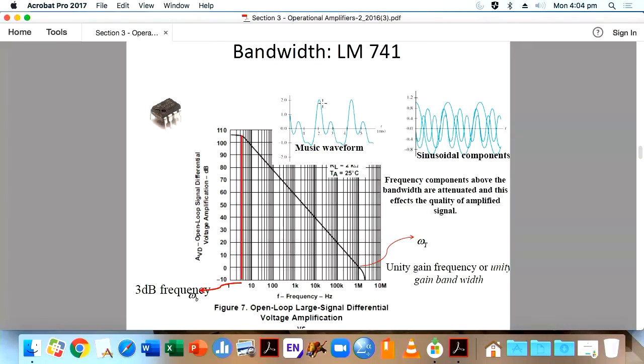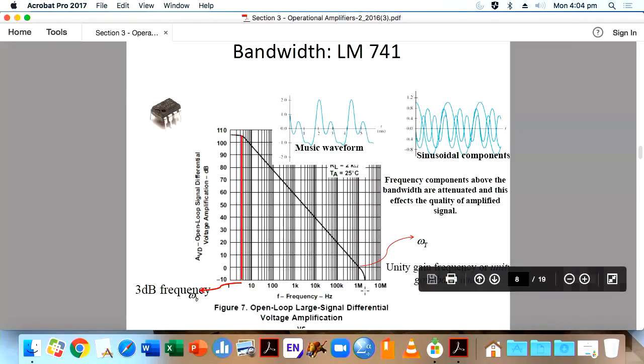This signal has lots of frequency components. If your gain is constant only up to here, then it will amplify some of the low frequency sinusoidal components constantly, but all the high frequencies will be attenuated. Then you get distortion. That is the reason you need enough bandwidth.